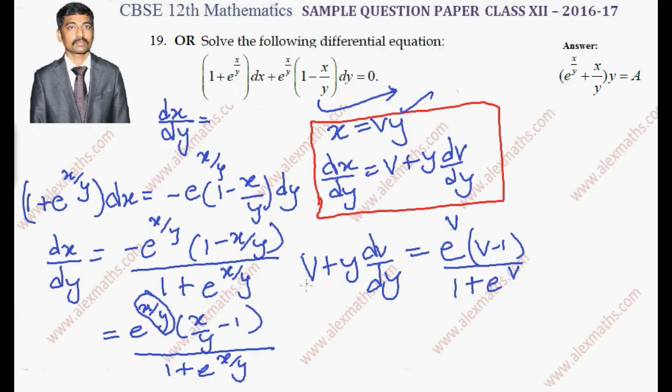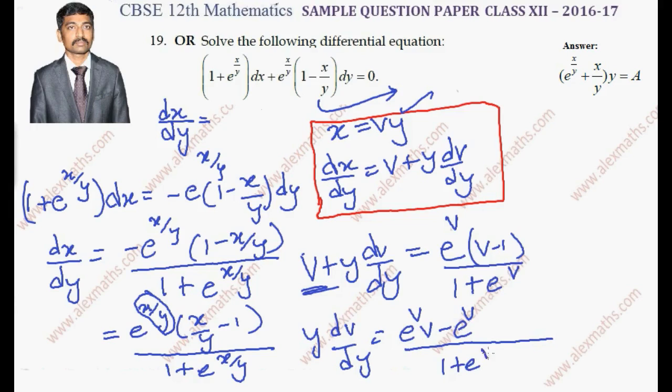Now carry this v term to the other side. y into dv by dy equal to e power v into v minus e power v, whole divided by, I'm going to take the LCM straight away, so minus v minus v e power v. After carrying this term to the other side as minus v, then I'm taking the LCM. So we can cancel these two terms, v e power v minus v e power v, I cancelled. Then the remaining is y into dv by dy equal to, minus is common in the numerator, e power v plus v whole divided by 1 plus e power v.